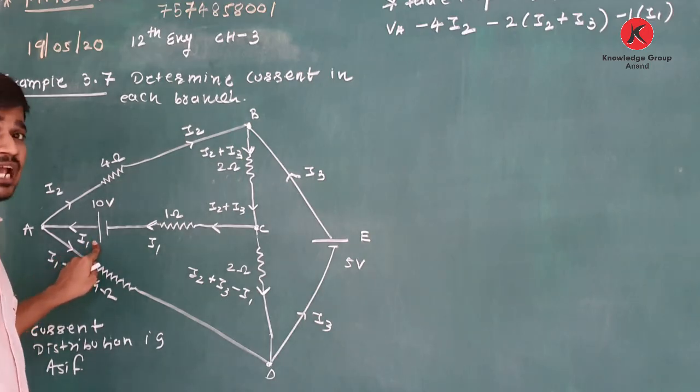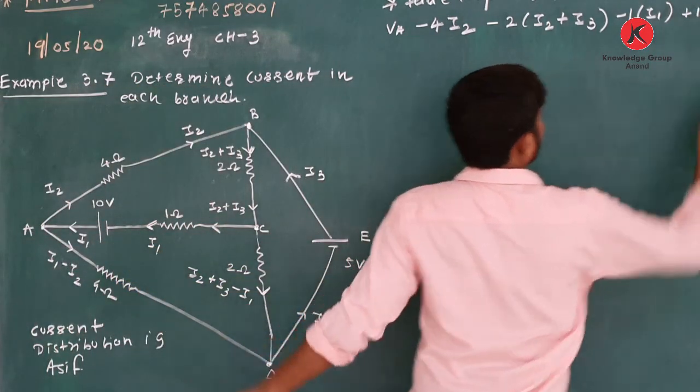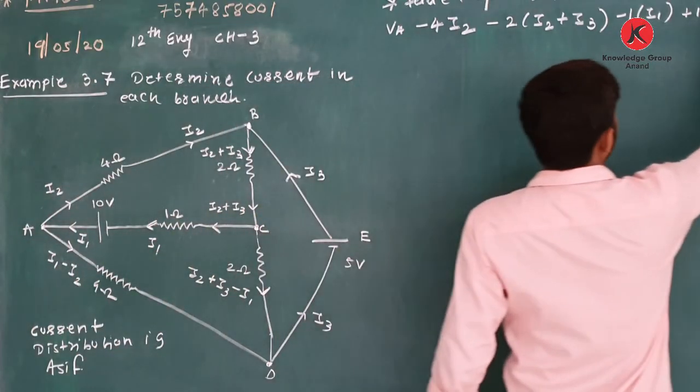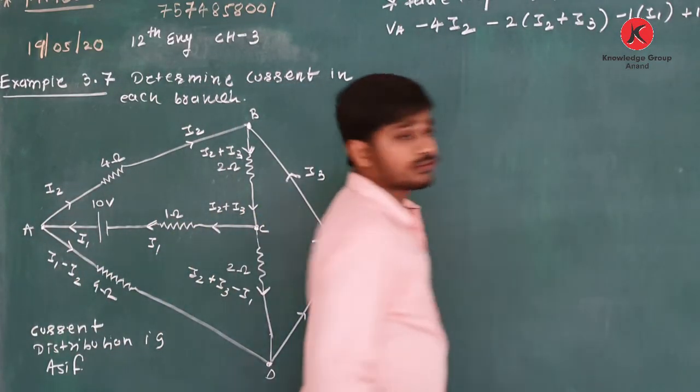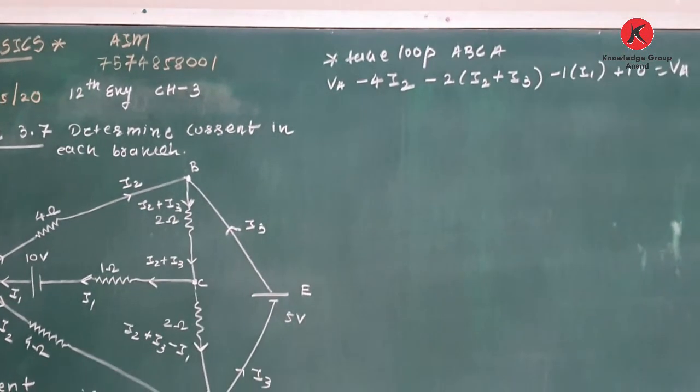Then we have to consider EMF as positive. Then yes, it is plus 10. And now we are again at point A. So yes, it is equal to VA. Clear about this? So yes, it is first loop. VA.